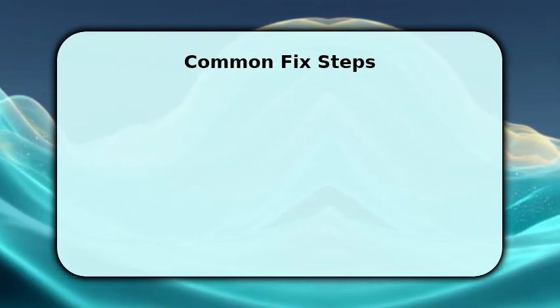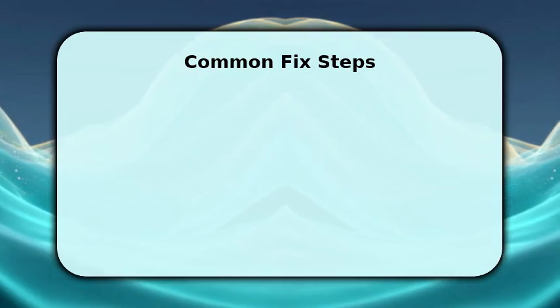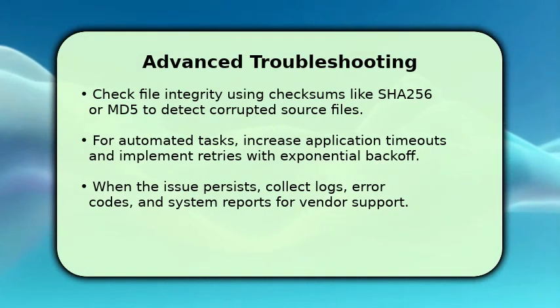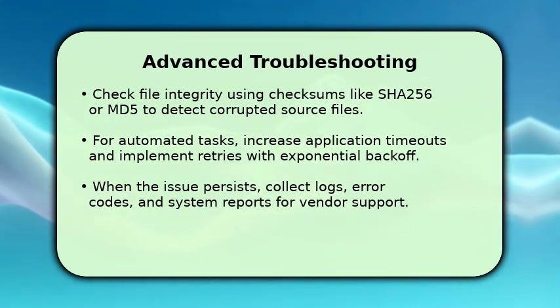check file integrity using checksums like SHA-256 or MD5 to detect corrupted source files. Inspect system event logs for disk errors, driver failures, or I/O controller warnings that match the operation time.